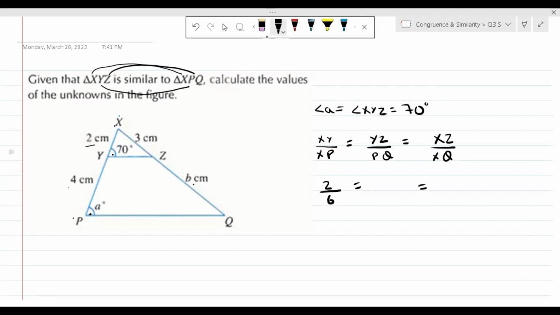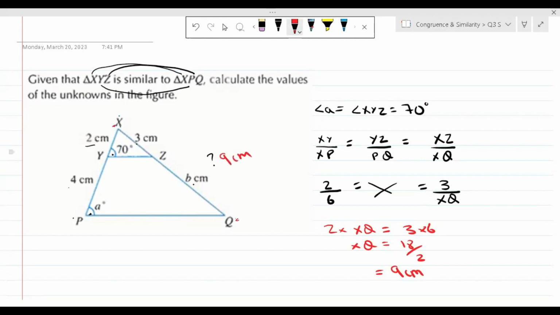यहाँ पे आ जाओ, XZ, X and Z is 3 and XQ ये मतलब X and Q ये पूरा हमें नहीं पता, तो ये मेरा फिलहाल क्वेश्चन मार्क है XQ। अब हम इन दोनों को बड़ी इजीली क्रॉस मल्टीप्लाई कर सकते हैं। बीच का इसके अंदर हमें रेशियो नहीं पता था, तो because it is not my concern I am not going to waste my time looking for it. So 2 multiplied by XQ is going to be 3 multiplied by 6. XQ की लेंथ आ जाएगी 3 into 6 is 18 upon 2 which gives you 9 centimeters.